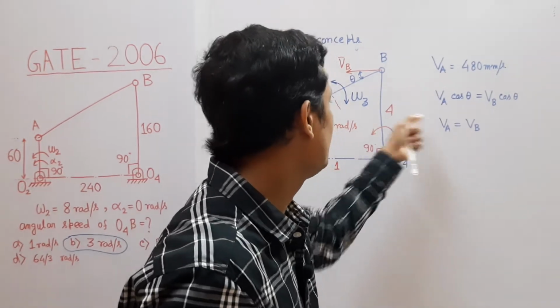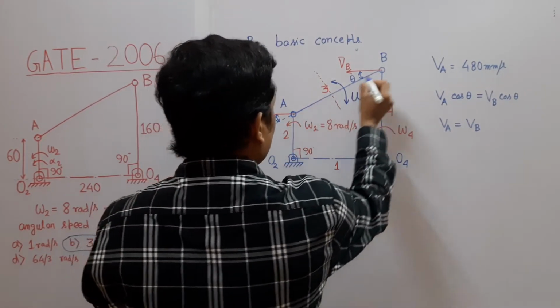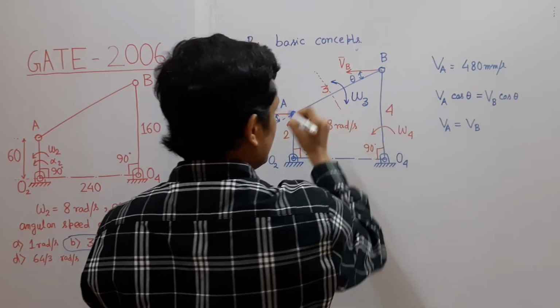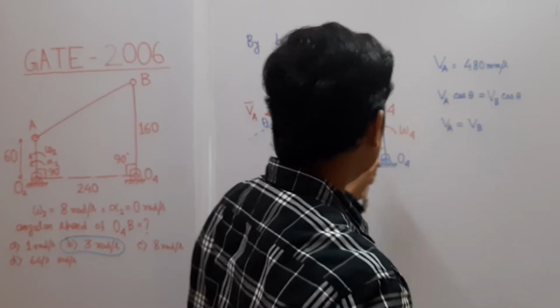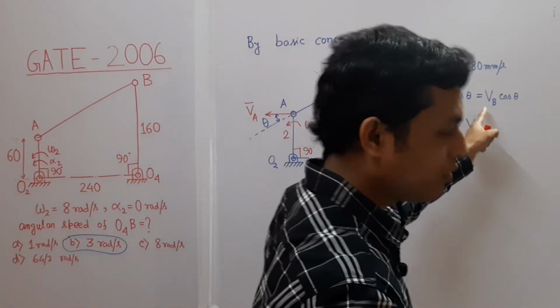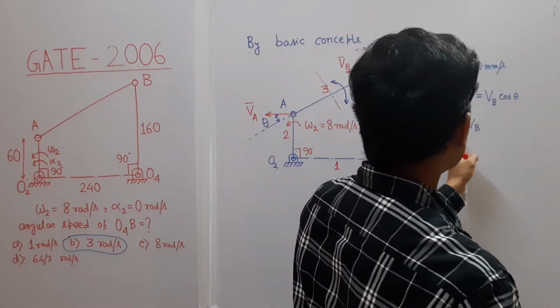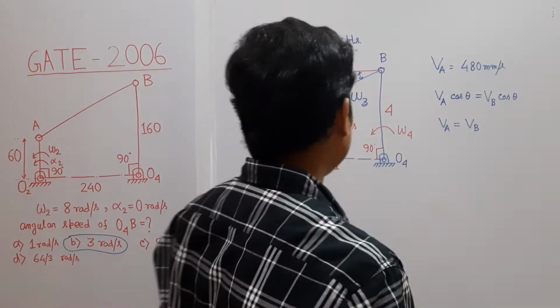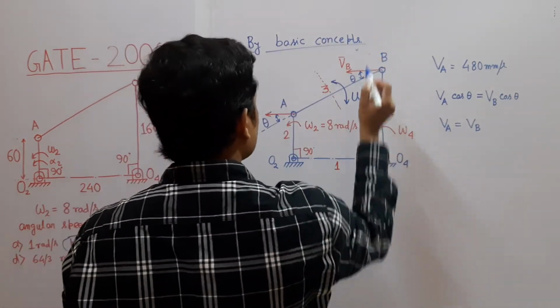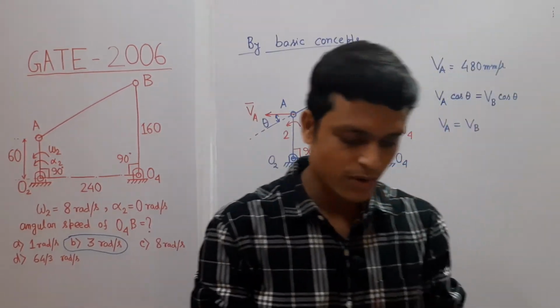And in that case VBA is 0. As point A and B are on same rigid body 3, so the component of VA along AB, that is VA cos theta, is equal with component of VB along AB, that is VB cos theta. So VA equal to VB, and next process is same. So by this basic concept you can also solve this directly. So we have solved this problem.